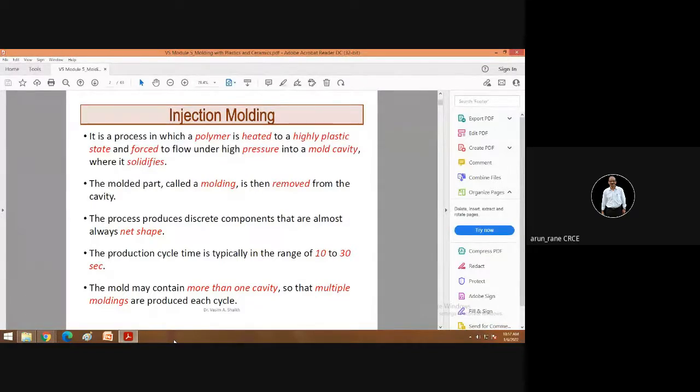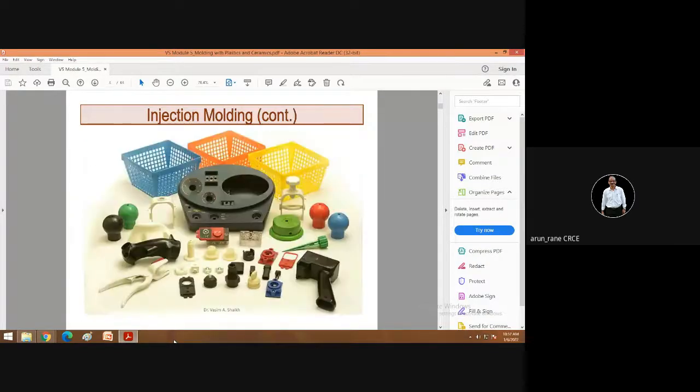Polymer is nothing but your plastic. So how are plastics processed? First I will show you the examples of plastics. These are the examples of plastics.